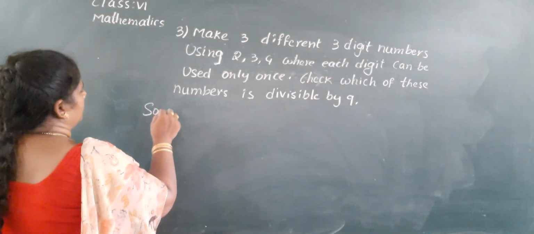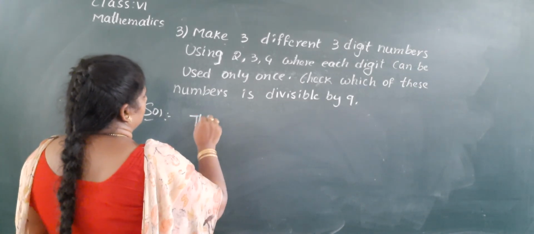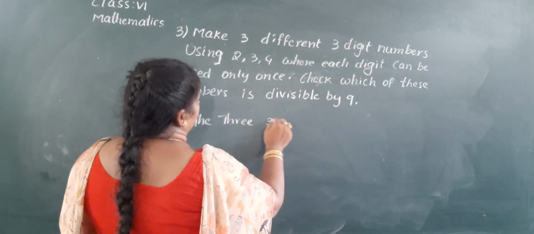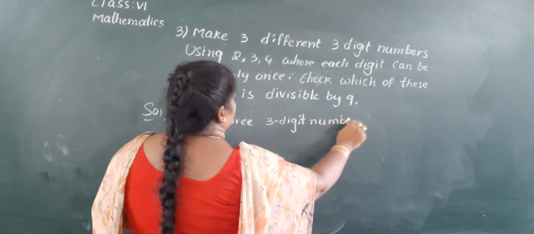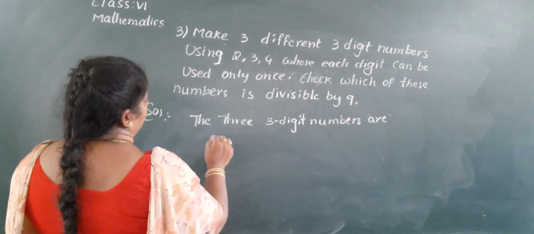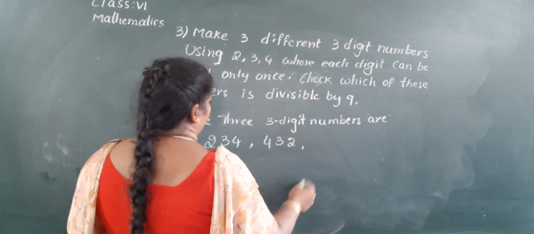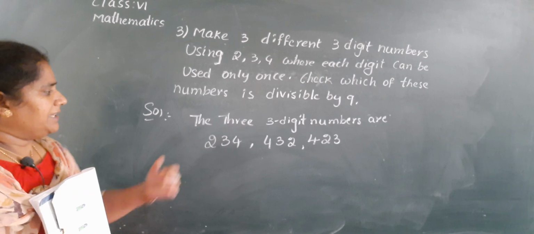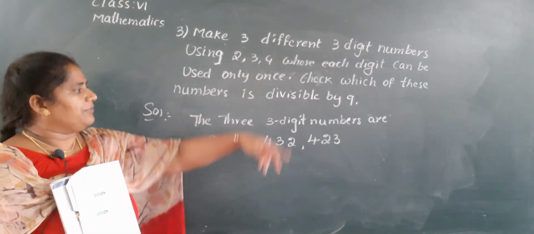Come on, tell me the 3-digit numbers using the given digits. Numbers are, tell me, Nana. Yes, 234, 432 and 423. Okay, these are the 3 different 3-digit numbers using those digits. Okay, 2, 3, 4.